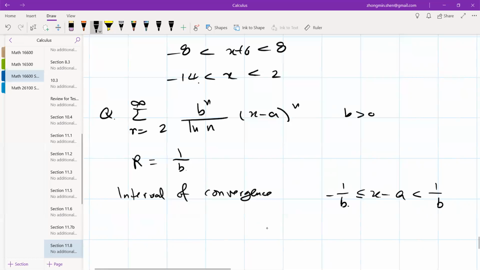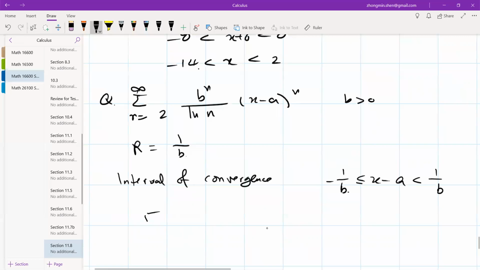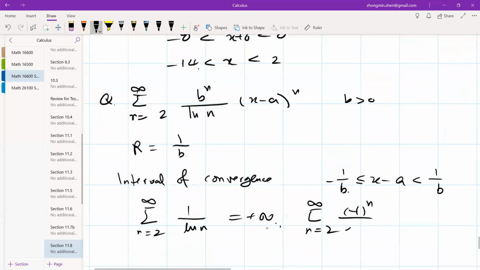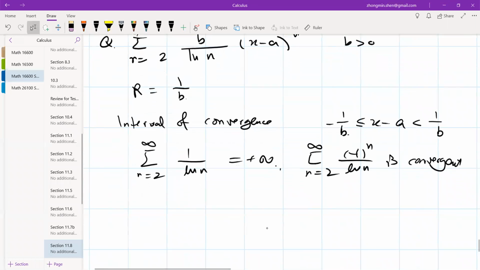Yes, the reason is that one end is going to be divergent, but the other is convergent. So when x minus a equals negative 1 over b, you end up with this series. Why is the sum of 1 over natural log n divergent? Who can tell me? Can you see quickly why it is true?